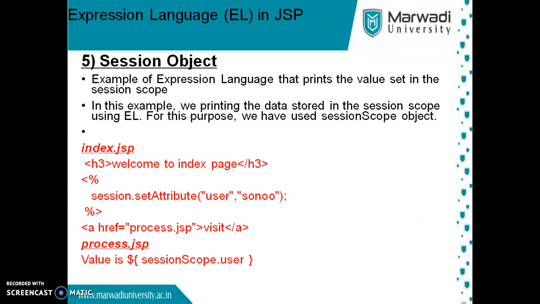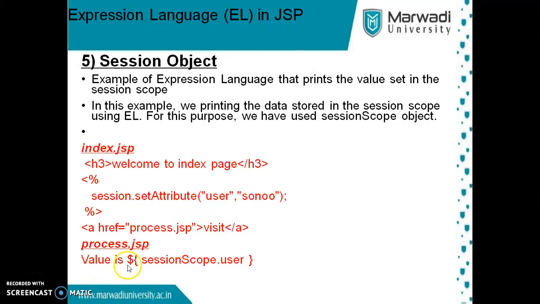Okay. Now the session object. You can fetch the values available at the session level. Let's say I have one index.jsp file. I have one attribute over here in the session. I can write session.setAttribute user comma Sonu. User is my attribute name, Sonu is the attribute value. Now I want to fetch this value from the process.jsp file. So using a hyperlink, I will navigate to the process.jsp file and fetch the value.